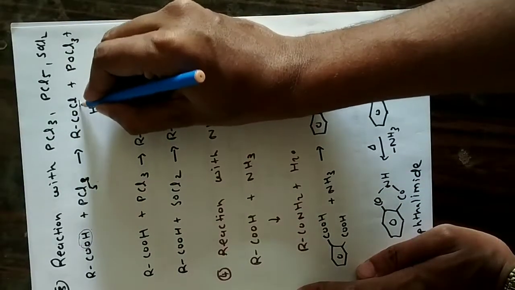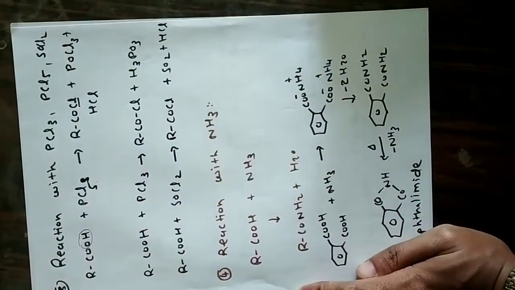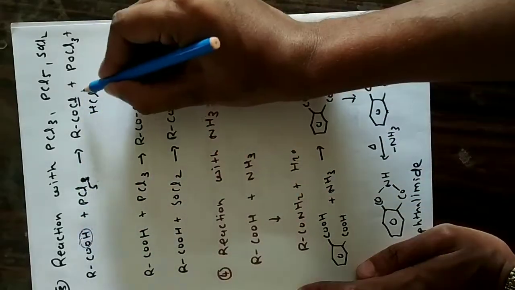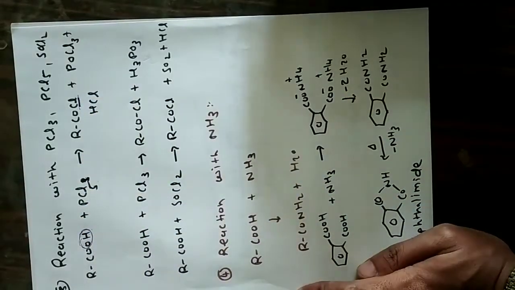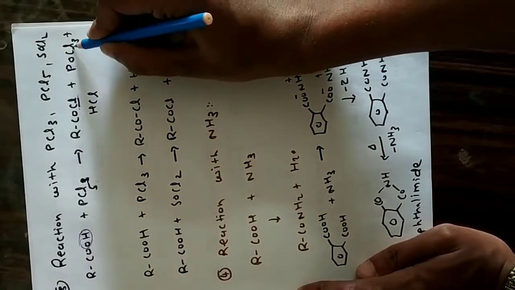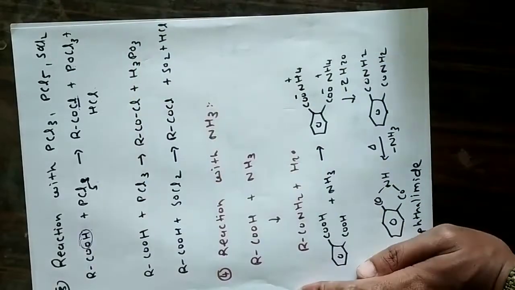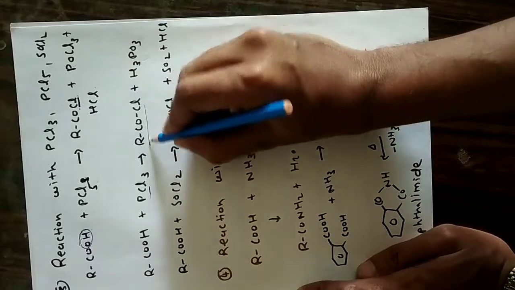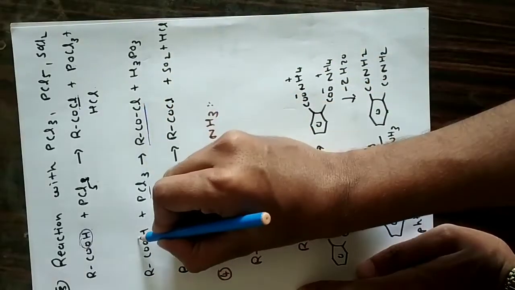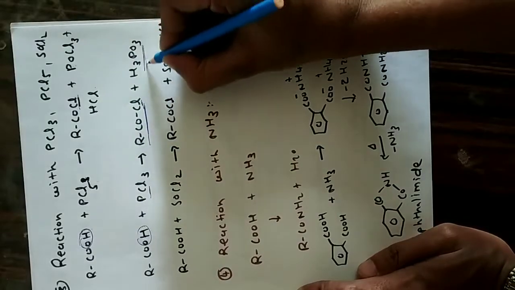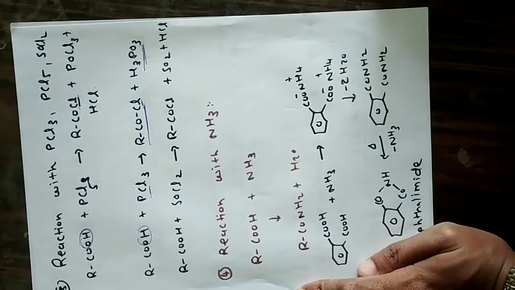and instead of that attach Cl. Remove this OH, instead of that attach Cl. It is a substitution reaction. As byproduct we will get POCl3 and HCl. Now in case of PCl3, the main product remains the same. Instead of OH, write down Cl. Byproduct changes here, H3PO3. That is the byproduct in case of PCl3.